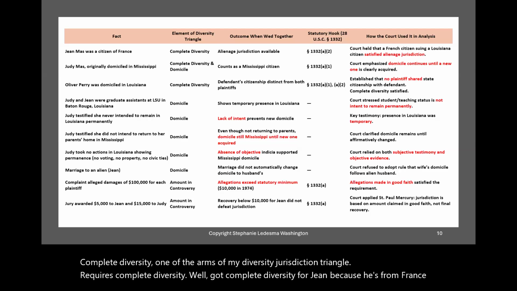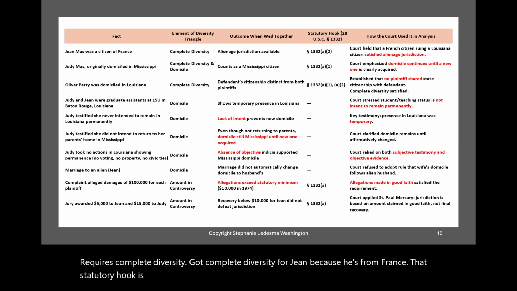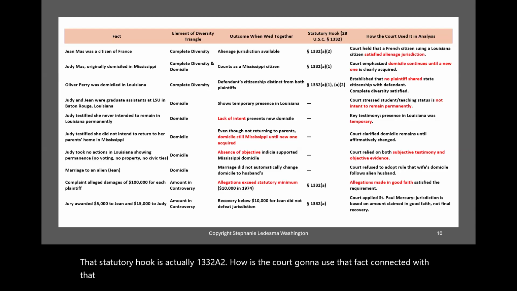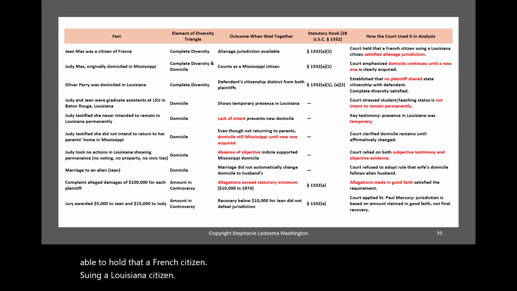That statutory hook is actually 1332(a)(2). How is the court going to use that fact connected with that element, anchored by that rule? The court will be able to hold that a French citizen suing a Louisiana citizen satisfies alienage jurisdiction. Check in the box. What about Miss Judy Moss?